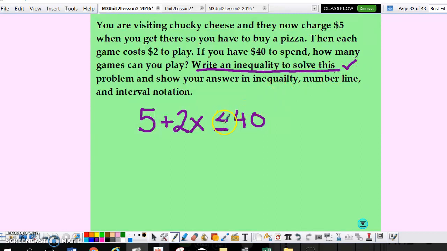Now you could probably figure out this answer without setting up this inequality, but do note that on the test and in this situation, you're asked to actually set up an inequality to begin solving it. To solve this by hand, we could actually just treat it like a linear equation.